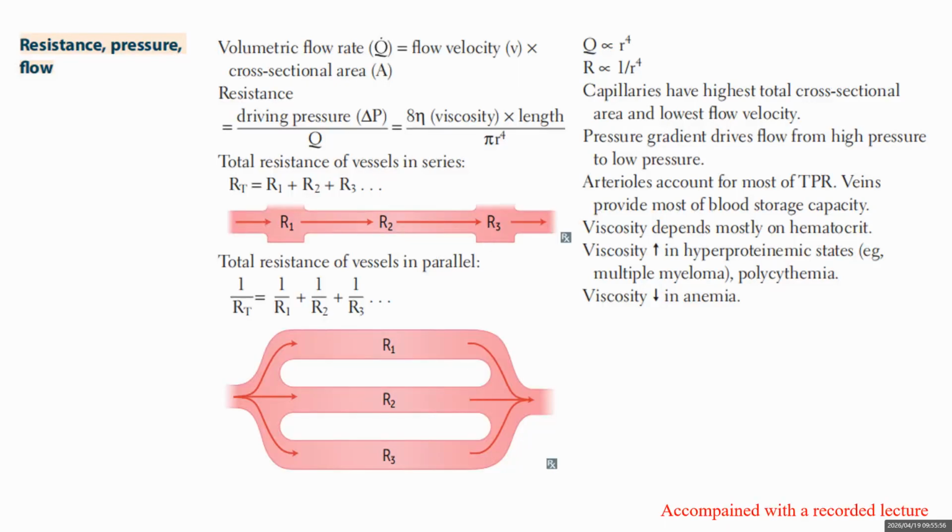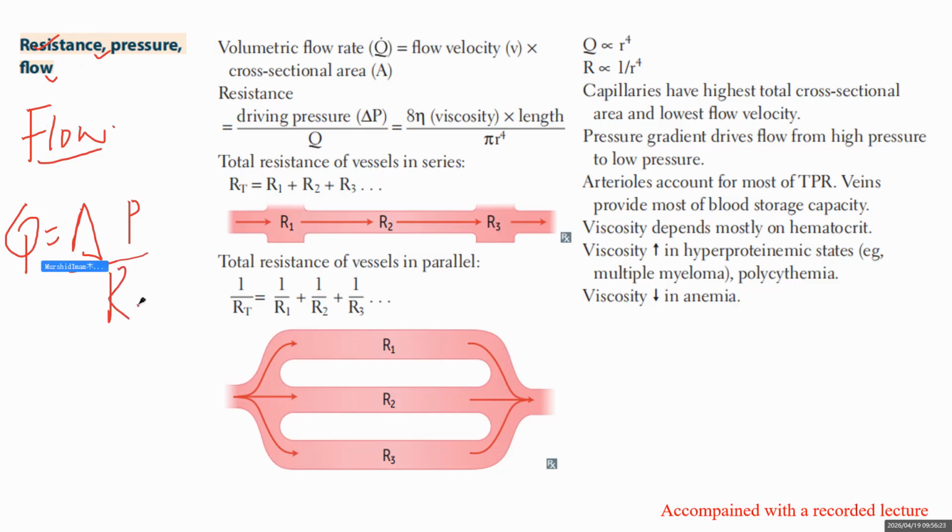So now let me connect resistance, pressure, and the flow relationship for you. One of the central relationships you definitely have to remember is that flow depends upon two different factors. The first is the pressure gradient, which is driving the blood, and the other is the resistance that is opposing the blood flow.